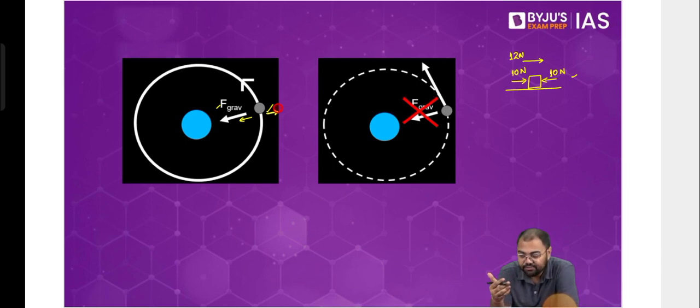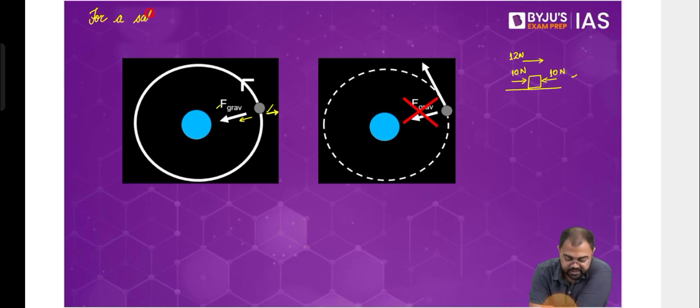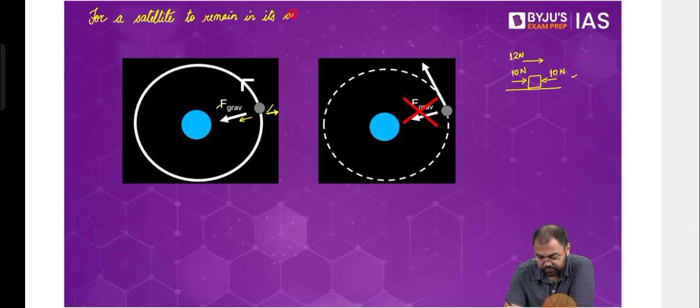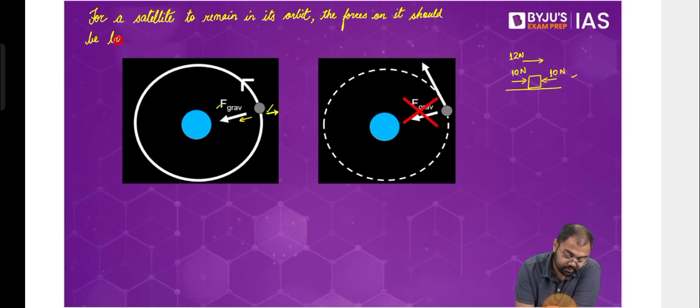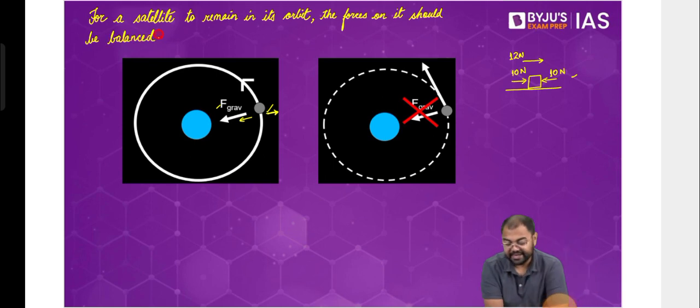Because otherwise, if either the gravitational force or the other force due to motion is greater than the other, then the motion will happen in that direction. Okay? So for a satellite to remain in its orbit, the forces on it should be balanced. Right? The forces acting upon it should be balanced.